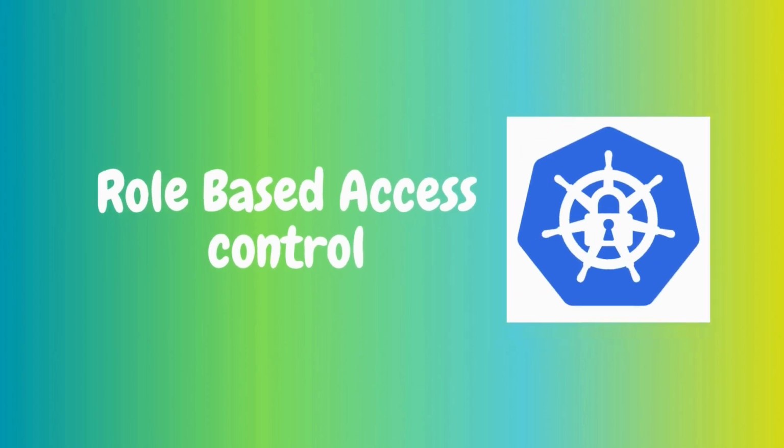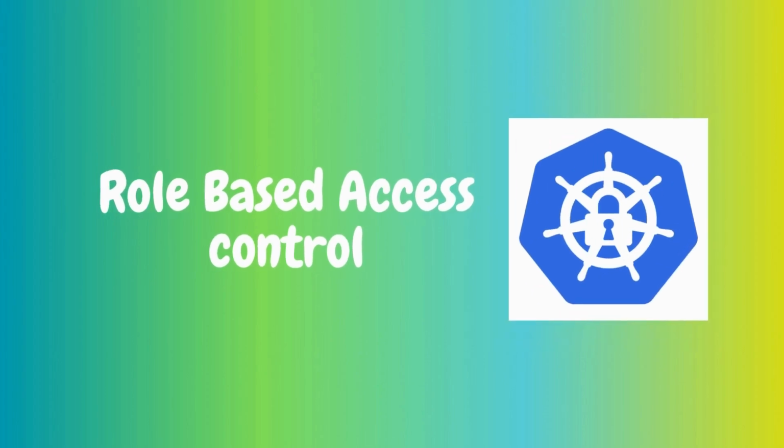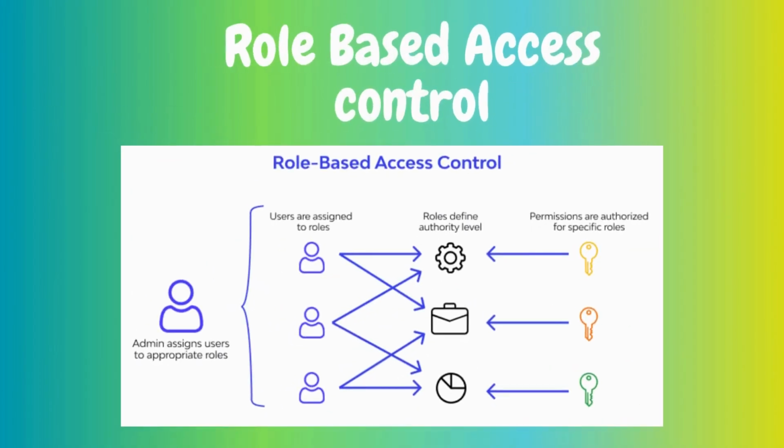So the first thing that we are going to discuss is RBAC, role-based access control. So what is RBAC? Role-based access control is a way to control who can access Kubernetes resources and what they can do with them. RBAC is based on the principle of least privilege, which means that users should only be given the permissions they need to do their job. That's the main intent of having RBAC.